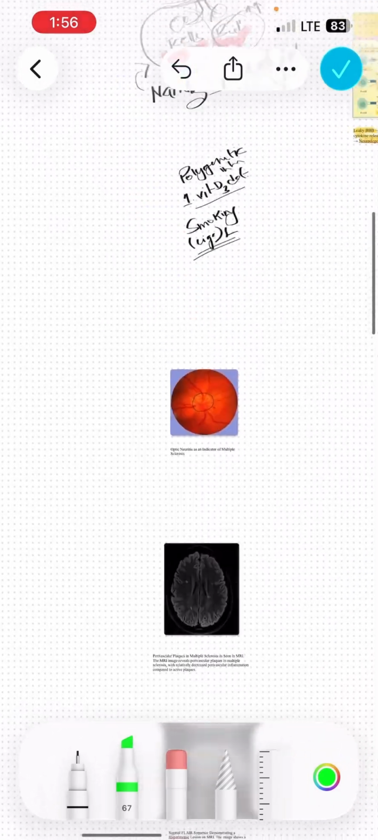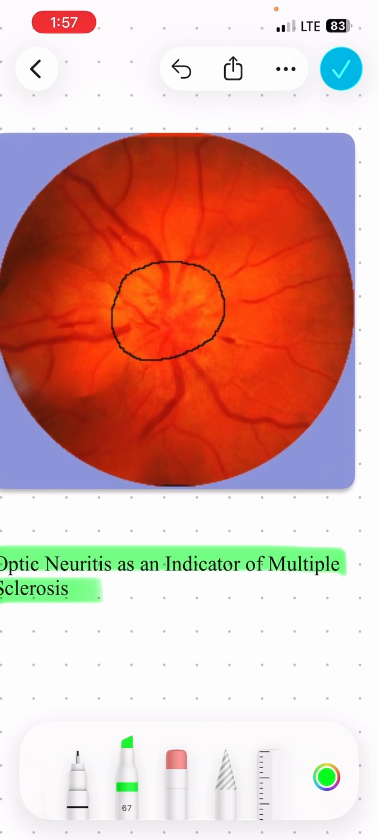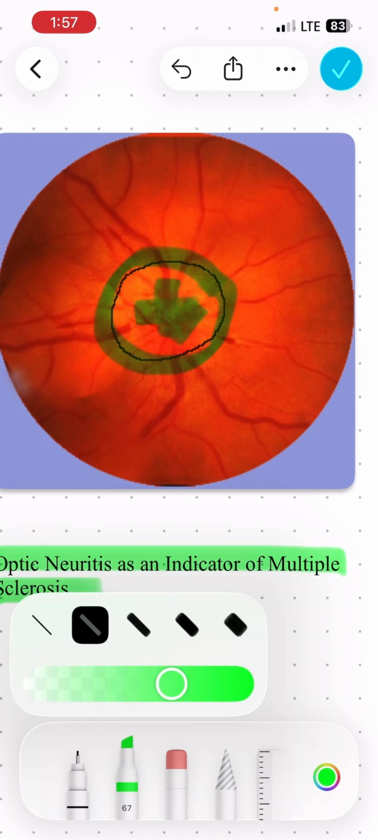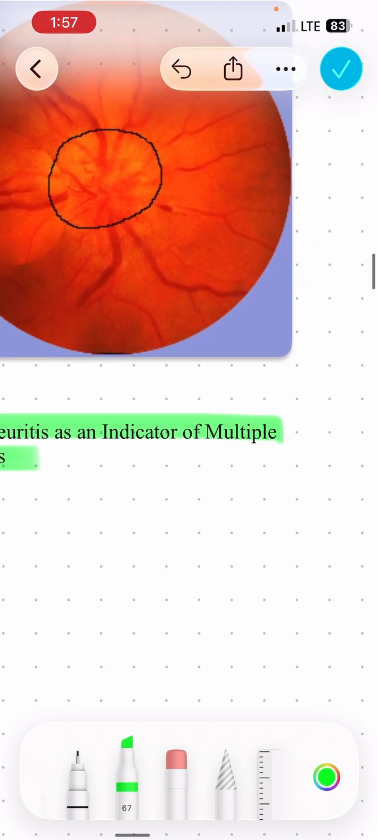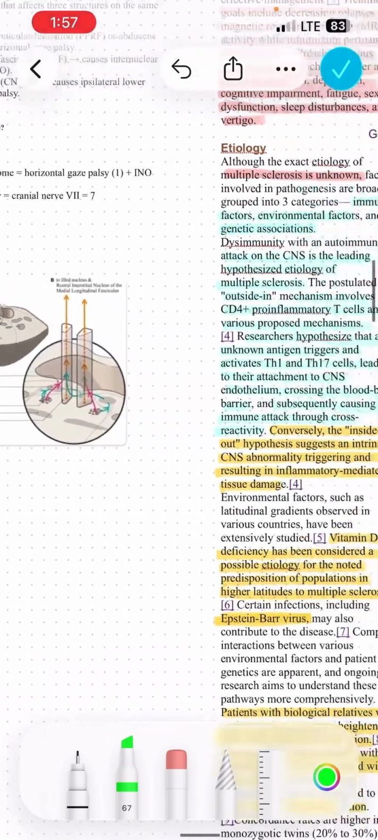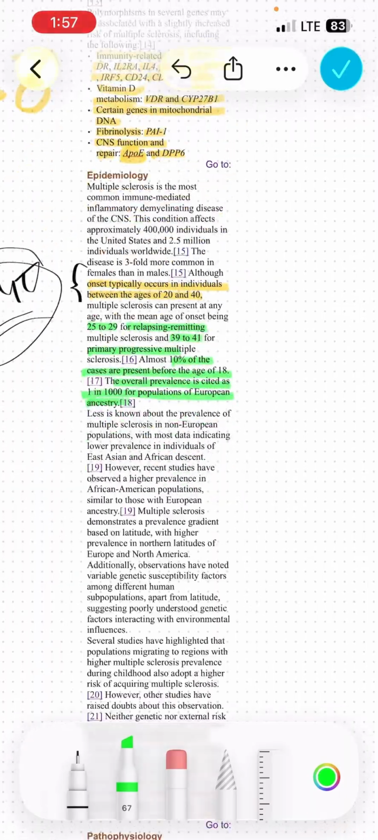This is a very common presentation in multiple sclerosis. This is optic neuritis as an indicator of multiple sclerosis. We can see the damage going on, the degeneration of the optic nerve, here. You can see this area. This is the fundal view of the degeneration going on in the optic nerve in a case of optic neuritis in multiple sclerosis.